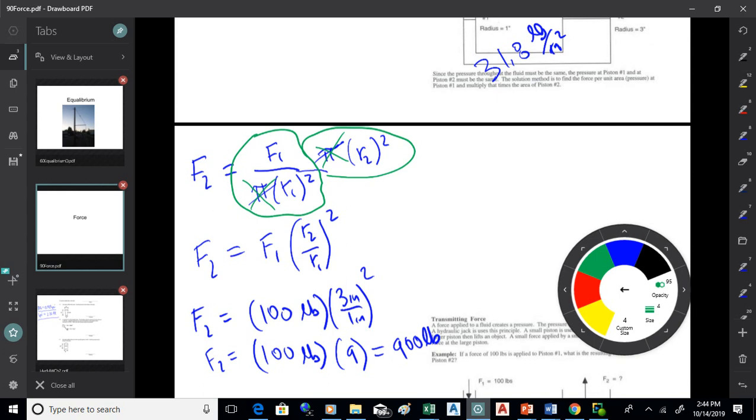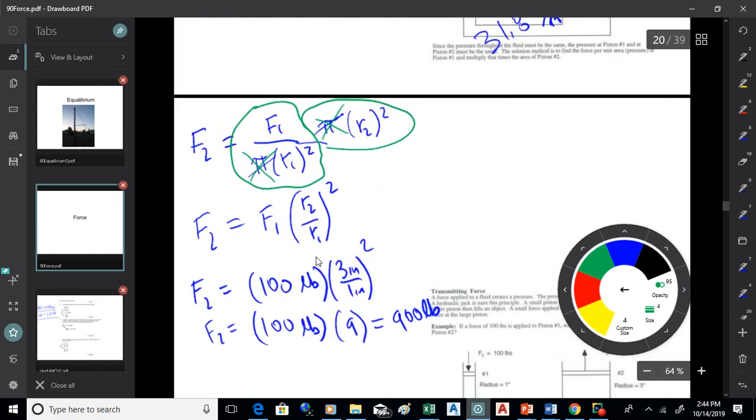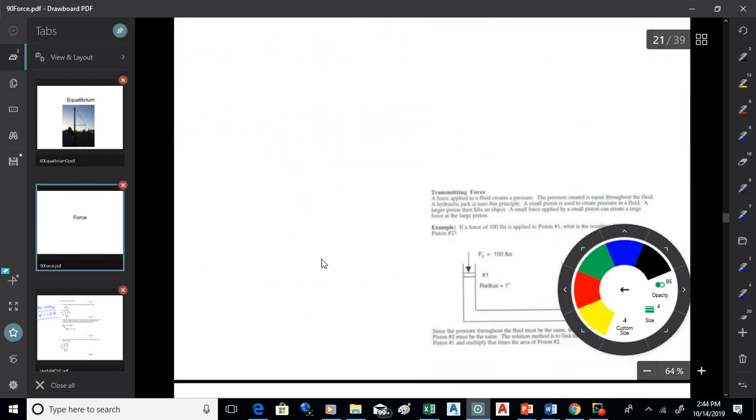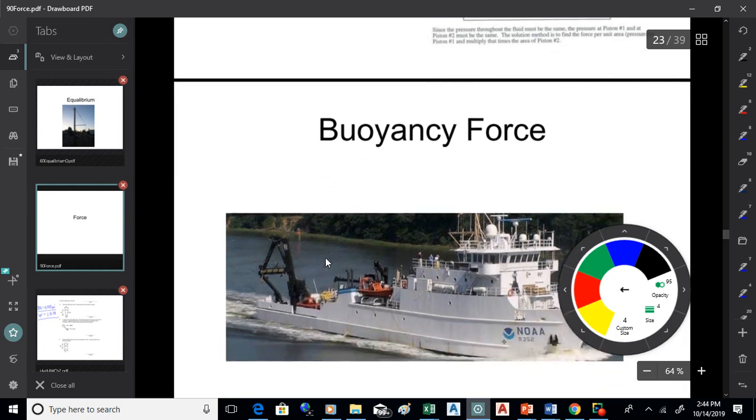So you can just take 100 pounds times (3 over 1) squared. That would be 100 pounds times 3 squared, which is 9. 100 times 9 gets you 900 pounds. So that's a quick way to do that. Okay, so that's one application of force. It's a little different than what we've been doing here so far.